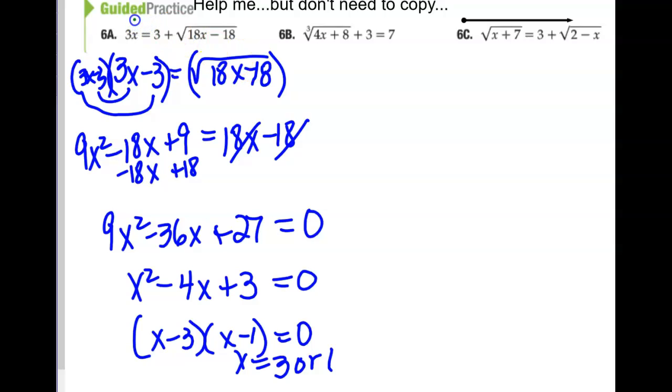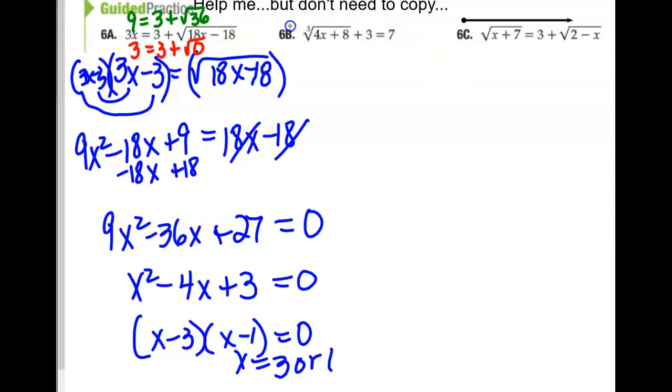If I put a 3 in, this side would be 9. And this side would be, somebody type 18 times 3 minus 18. 36 maybe? So what's the square root of 36? 6 plus 3 is 9. That one's working. Okay, let's check the 1 real quick. If I put a 1 in over here, I would get 3 equals 3 plus, if I put a 1 in here, I get square root of 0. Yes? So that works? So they both work.